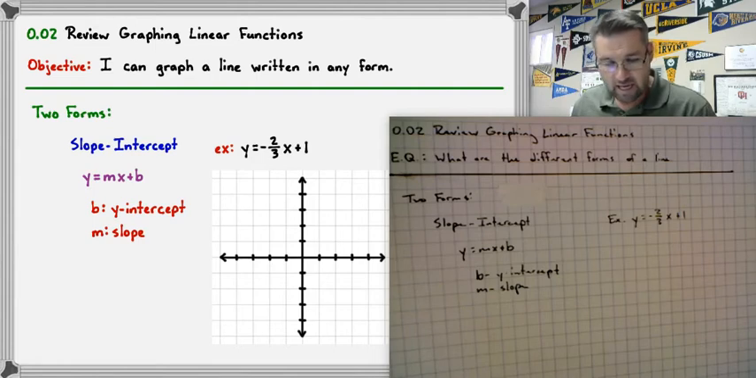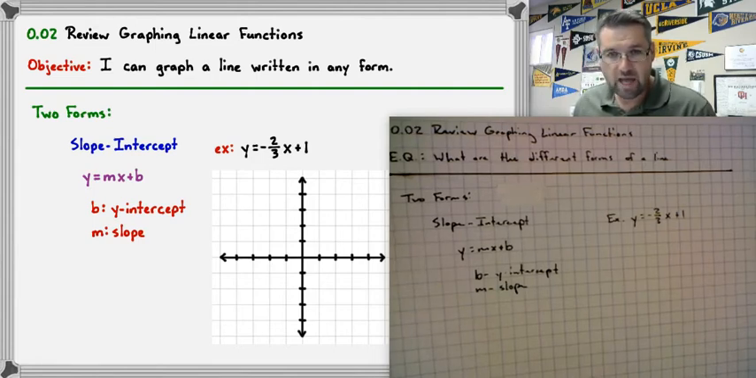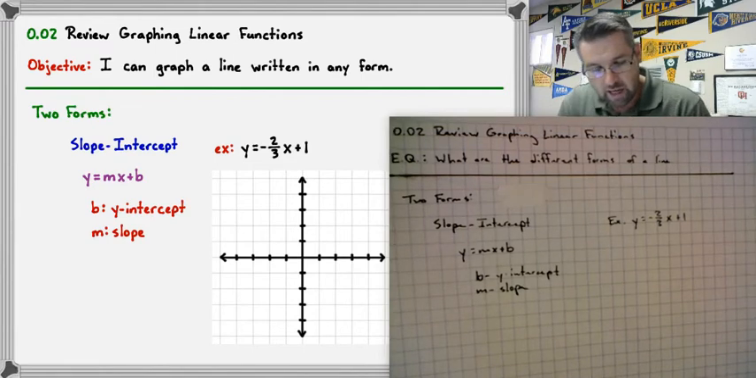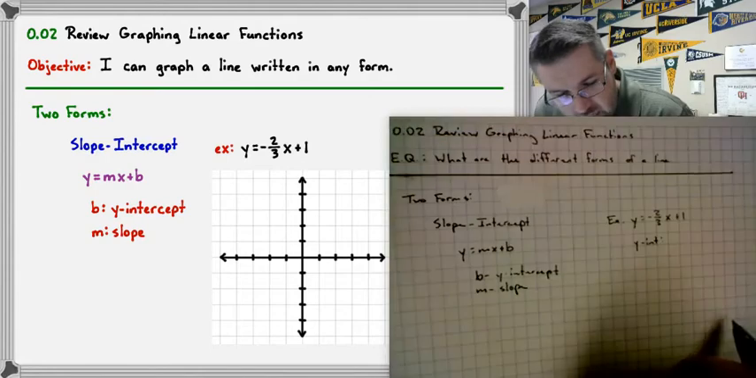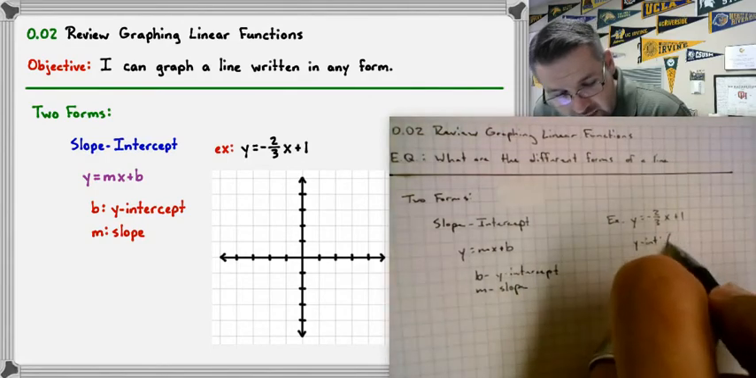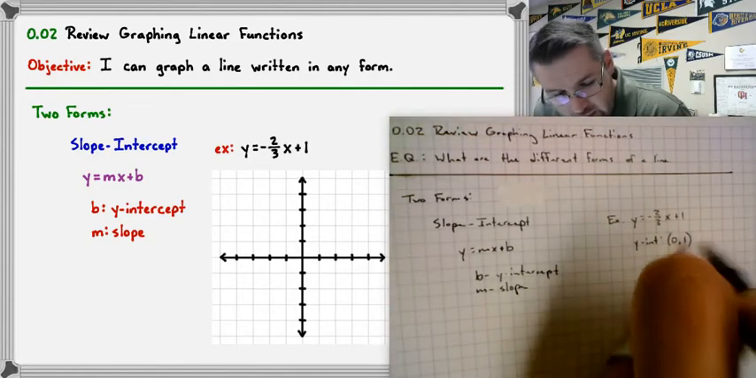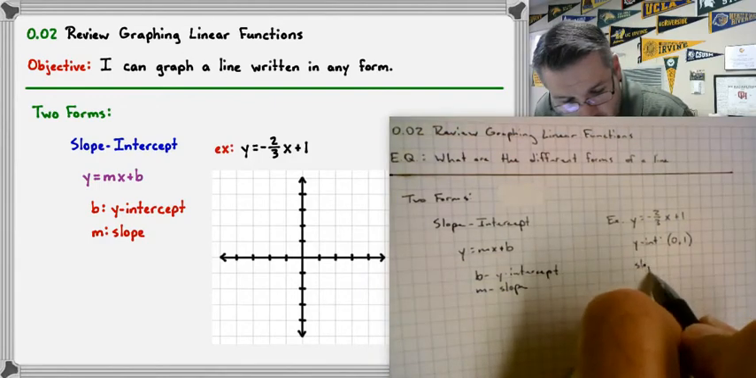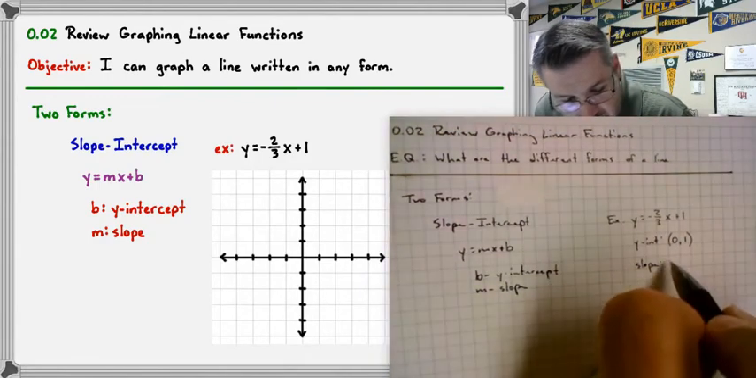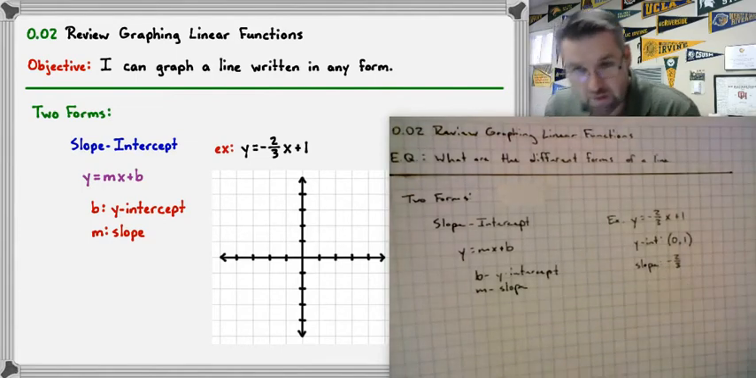So with that said, we have our example. Our example says negative 2/3 x plus 1. So we're going to identify two things. The y-intercept. The y-intercept is a coordinate. It's 0, 1. And you'll see why in just a second as we graph it. And then the slope is negative 2/3.